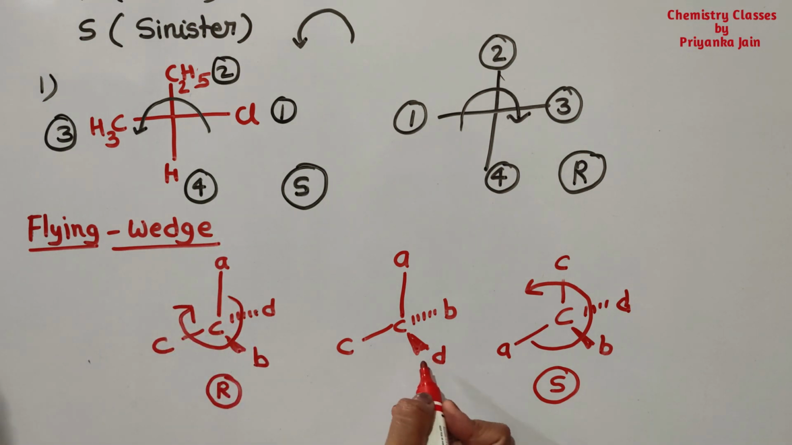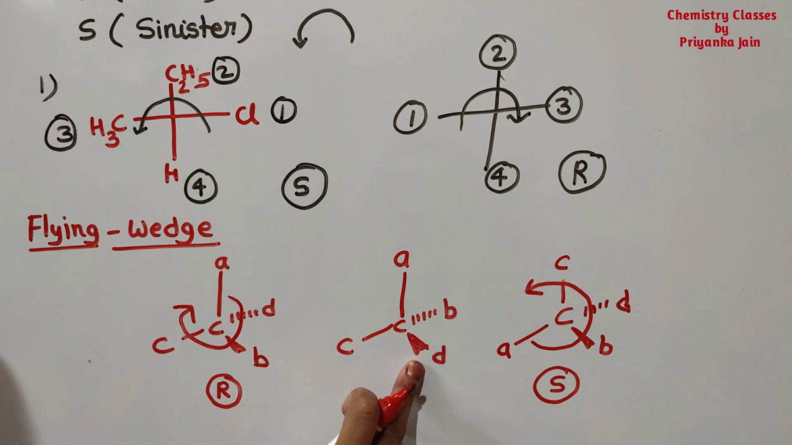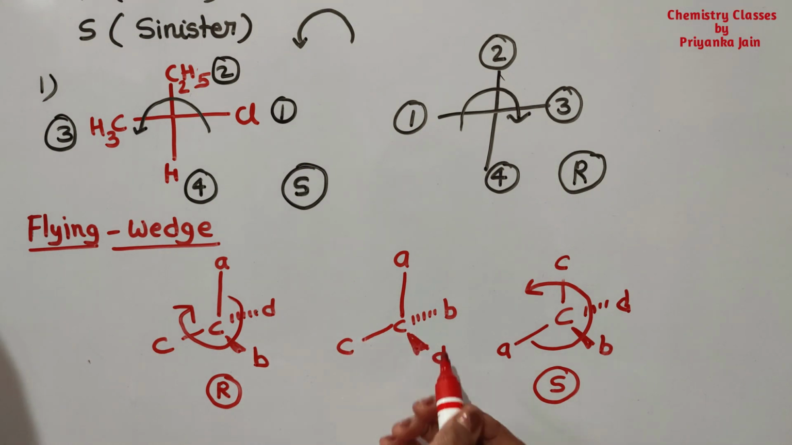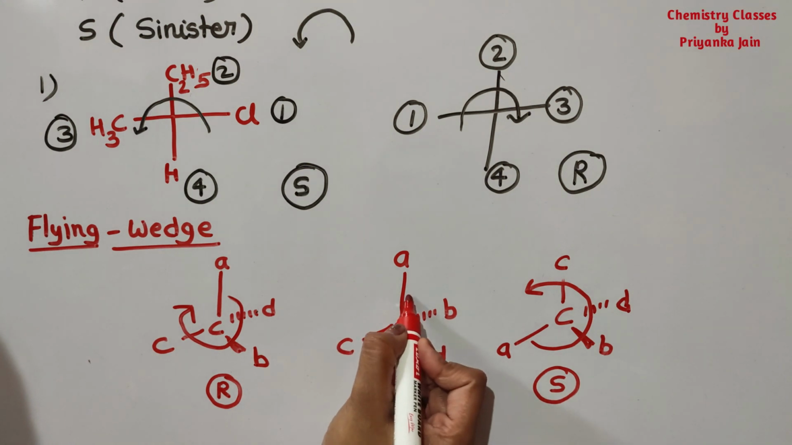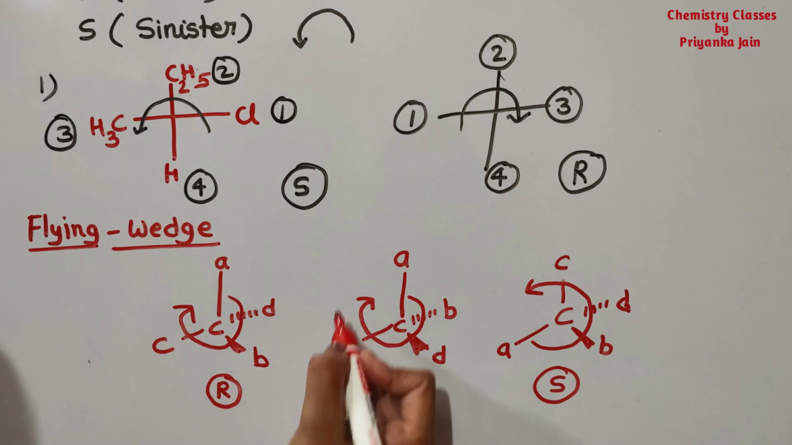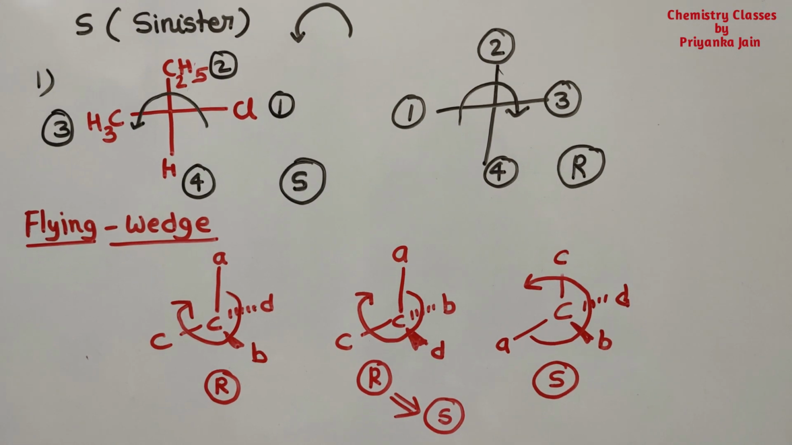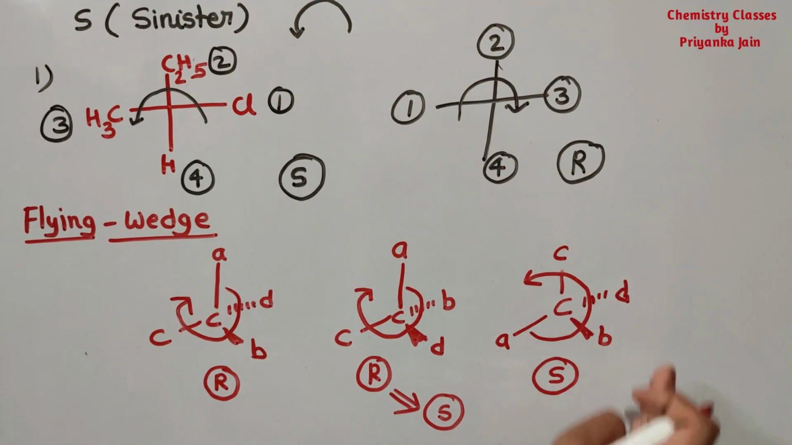What we can do? If this D group, it means the fourth priority group, is present on this wedge line, it means if it is present above the plane, then firstly we have to find out the configuration. Simply we can find out the configuration. Suppose see here, we are seeing this in this manner, A, B, C, and this is R. So just reverse it. Okay, so we will get S configuration. Okay, so we do not need to interchange in this manner.